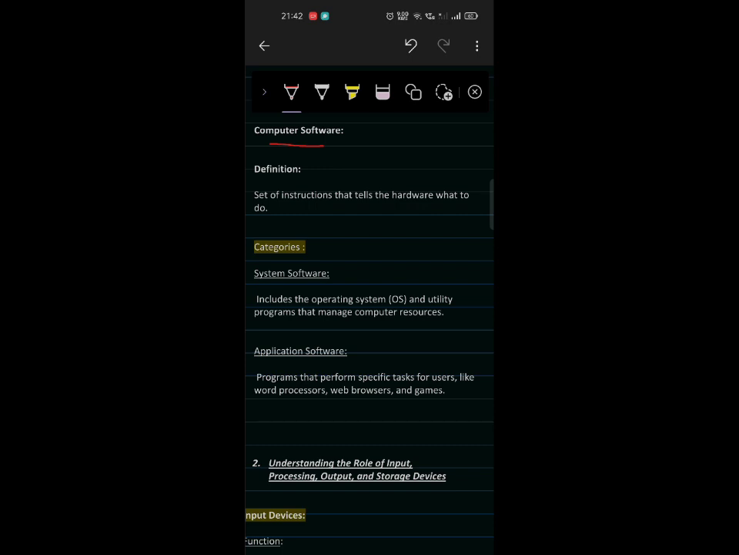Categories of computer software: system software and application software. System software includes the operating system and utility programs that manage computer resources, so that other application software can run on the operating system. Application software are programs that perform a specific task for the user, like word processor, web browser, and games, etc.